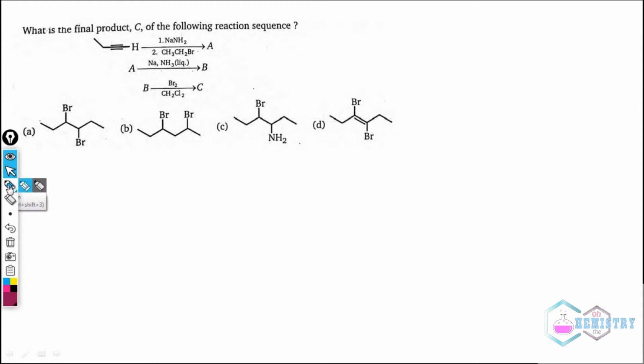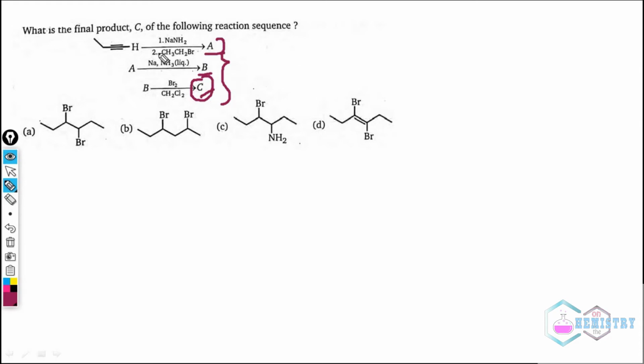Now let's come to the second problem. It gives a set of reactions, and we just have to predict the products one after another, and write which one of these will be the product C. So it's a very simple reaction.